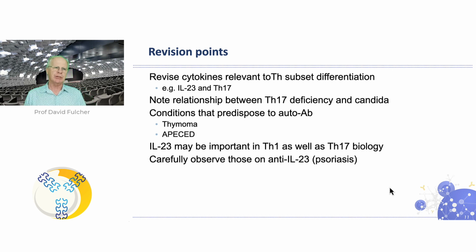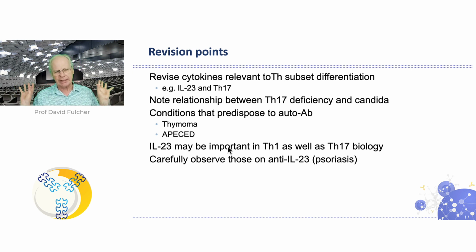So just to summarize the important revision points for general medical trainees or practitioners, just revise the cytokines relevant to T helper cell differentiation. Today we're talking particularly about the role of interleukin 23 and Th17 cells, but be aware of those other cytokine influences because they all have clinical and therapeutic import. Note the relationship between Th17 deficiency and Candida. We talk a lot about that in the course. The conditions that predispose to autoantibodies, be aware of thymoma and APOSED or APS1 or AIRE deficiency.